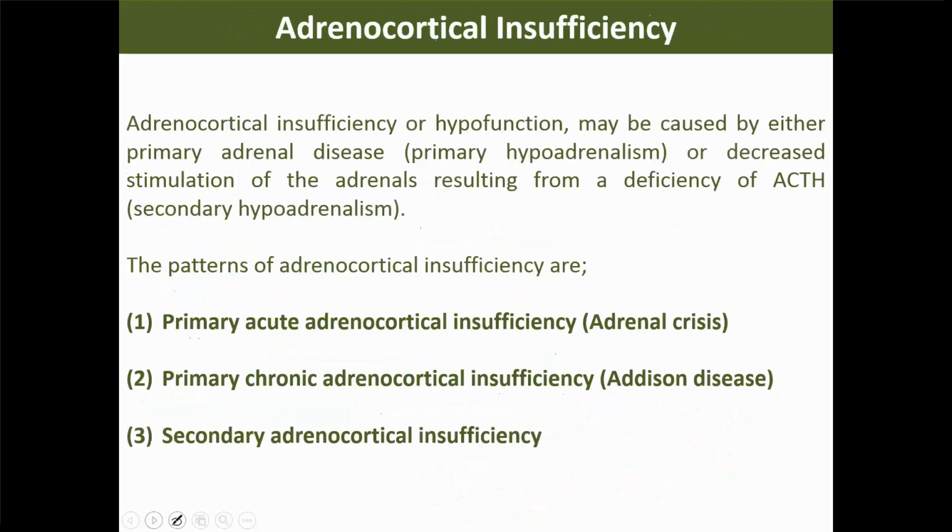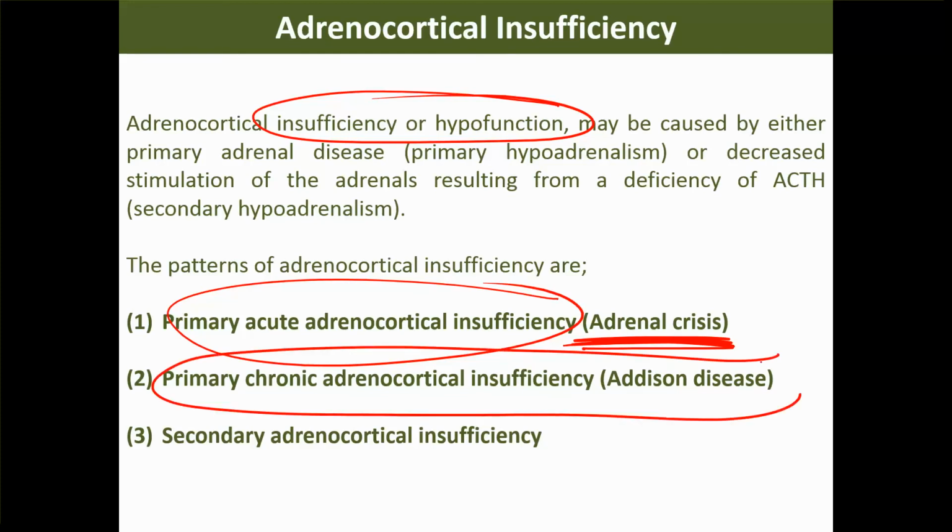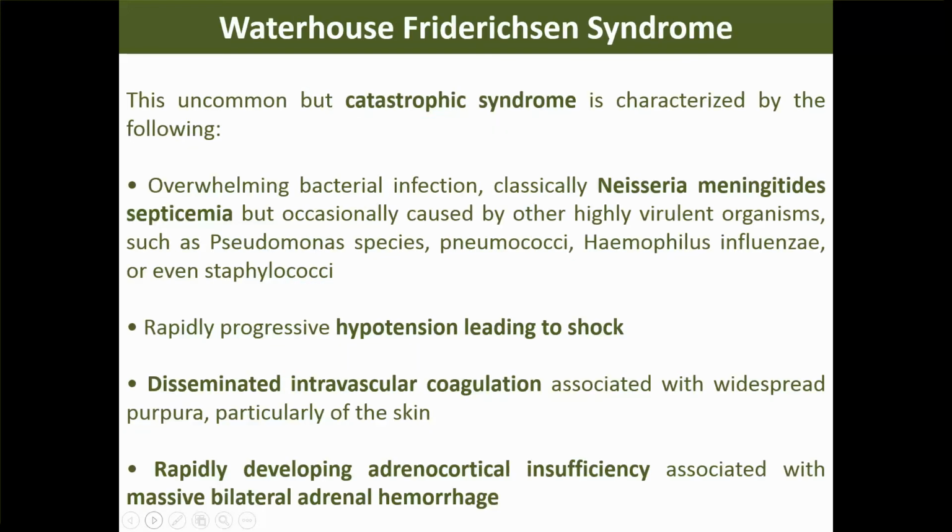Now let us discuss adrenocortical insufficiency. Adrenocortical insufficiency means something related to hypofunctioning. The adrenal cortex is not able to produce enough hormones. So it may be primarily due to the adrenocortical disease itself, or due to some other disease causing adrenocortical insufficiency. Primary acute adrenocortical insufficiency is called adrenal crisis. Primary chronic adrenocortical insufficiency is called Addison's disease. Then secondary adrenocortical insufficiency.